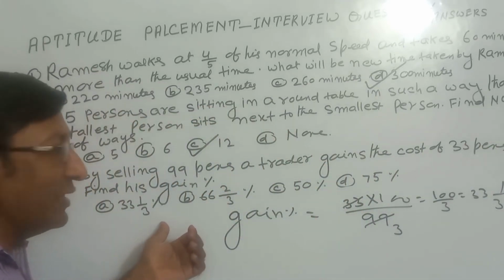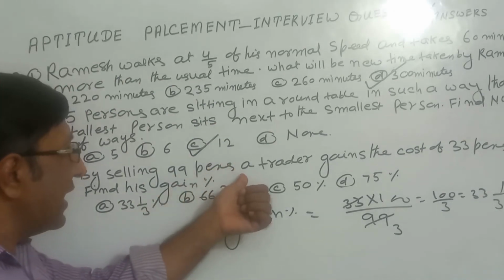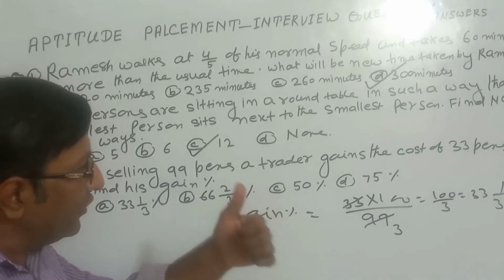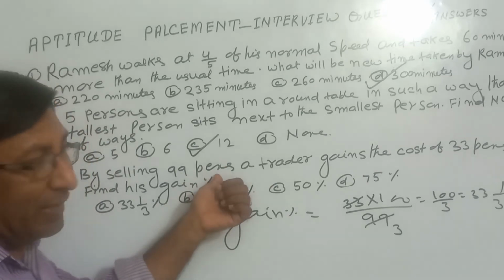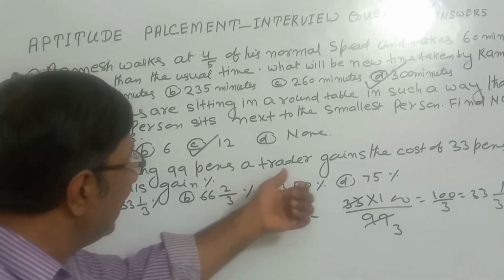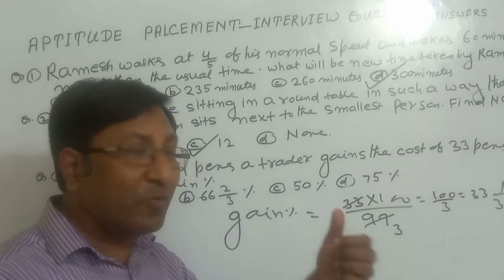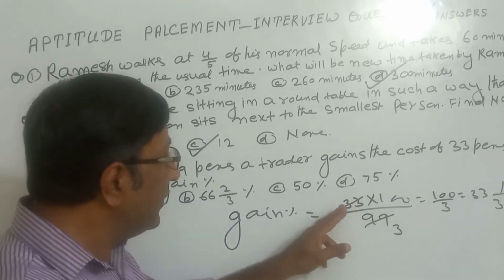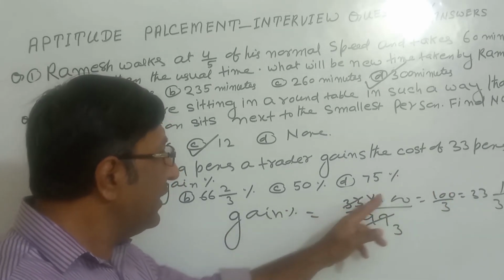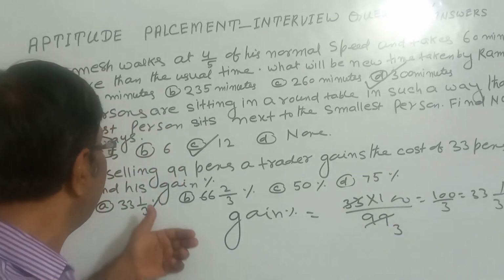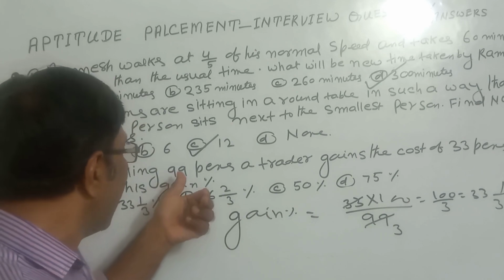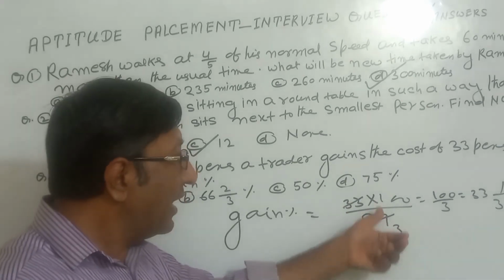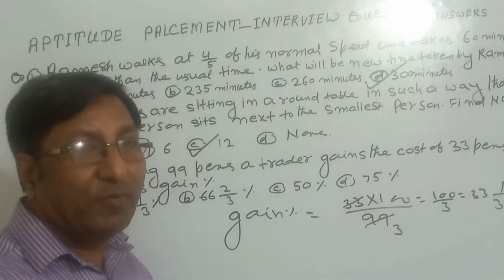For this type of question, there is a simple technique. By selling 99 pens, the trader gains the cost of 33 pens. Find the gain percent. Then 33 into 100 divided by 99. How? Because the gain is the cost of 33 pens. So suppose the cost of 1 pen is 1 rupee, then 33 pens is 33 rupees. So 33 into 100, because gain percent is gain into 100 divided by cost price. The cost price of 99 pens is 99. So 33 threes are 99. 100 by 3, that is 33 and 1 by 3 percent.